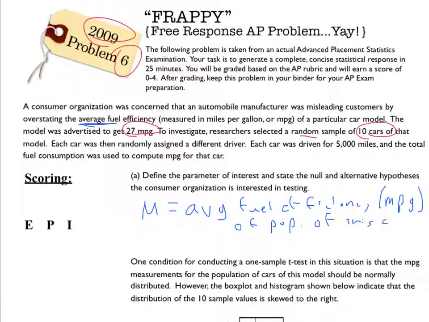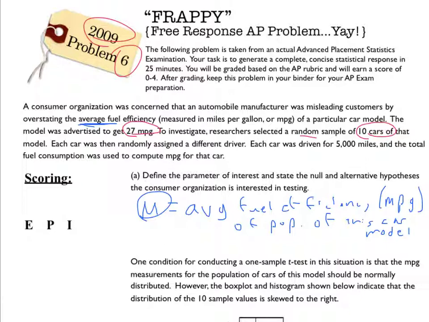And the reason you need to say all of this information is because the sample mean, x bar, is a little bit different. It only refers to the 10 cars in your sample. The population mean mu, the symbol right here, refers to the entire population. It's also an average, and it's a fuel efficiency measured in a certain unit. So all of that information needs to go into that definition. It needs to be pretty clear.